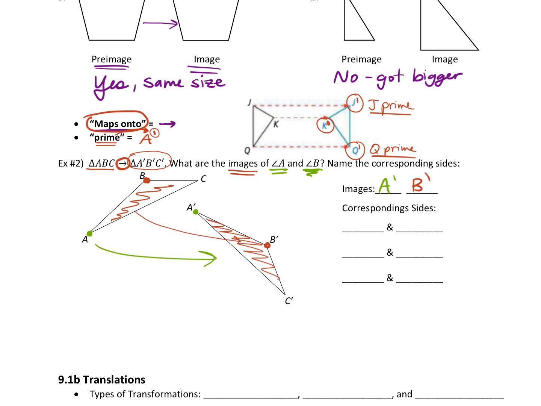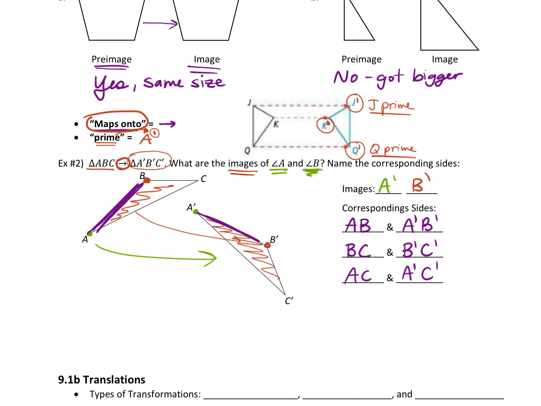Okay, then they ask, what are the corresponding sides? If I say AB in this figure, what side does that correspond to in the other figure? A prime, B prime. So BC would correspond to B prime, C prime, and AC would correspond to A prime, C prime. You're just matching up corresponding sides.